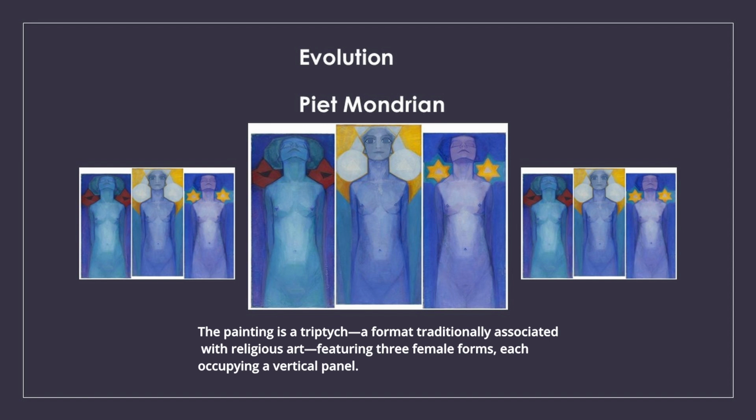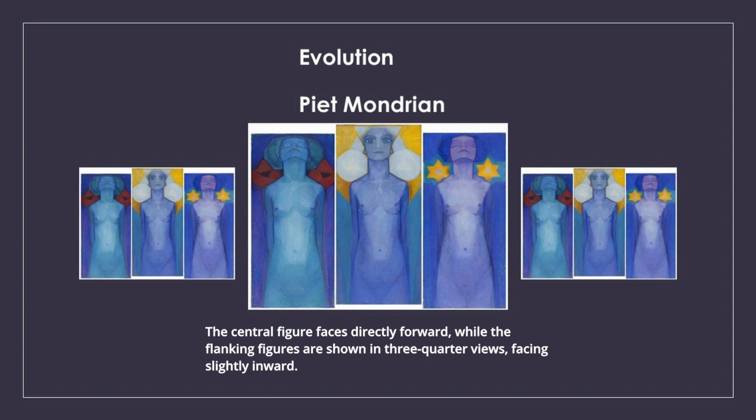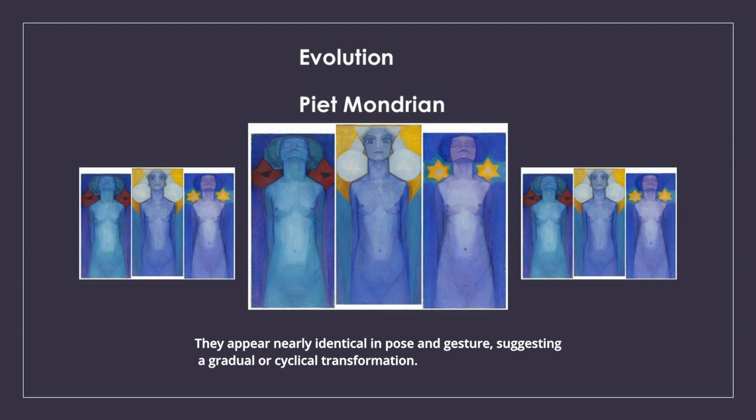The painting is a triptych, a format traditionally associated with religious art, featuring 3 female forms, each occupying a vertical panel. The central figure faces directly forward, while the flanking figures are shown in 3/4 views, facing slightly inward. They appear nearly identical in pose and gesture, suggesting a gradual or cyclical transformation.